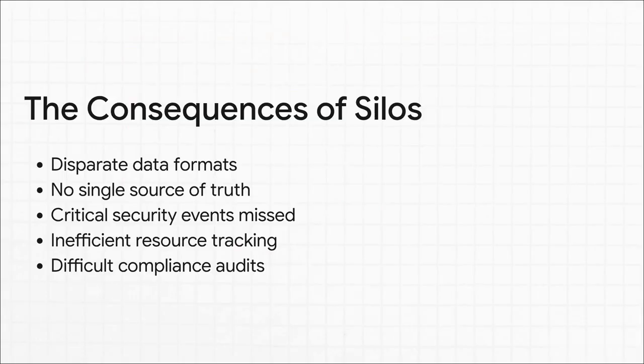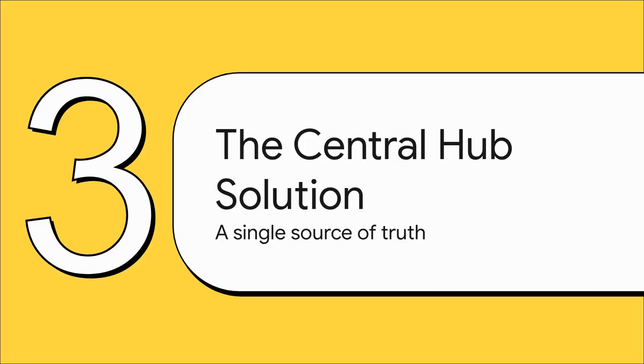So what's the real-world fallout from all these silos? Well, it's pretty significant. You're trying to piece together totally different data formats, which means you have no single source of truth for your network. And that can lead to some scary stuff, like critical security events getting missed, tracking your resources becoming a nightmare, and compliance audits turning into these incredibly painful, time-consuming ordeals. But what if we could turn all that chaos into clarity?